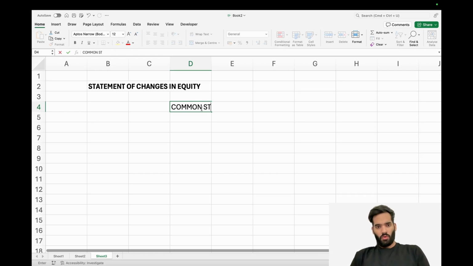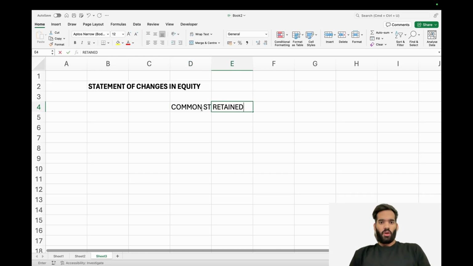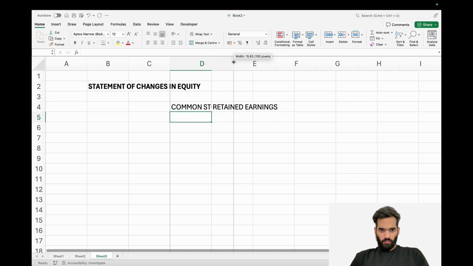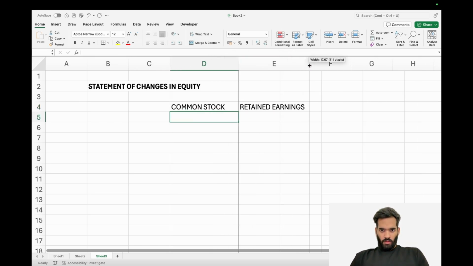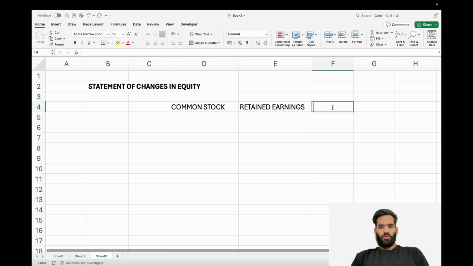So we'll create the two accounts that we already talked about, common stock and retained earnings. Now in the general format, you also have this column of total, just to do the total of the equity effect. Okay, now here you should write description.